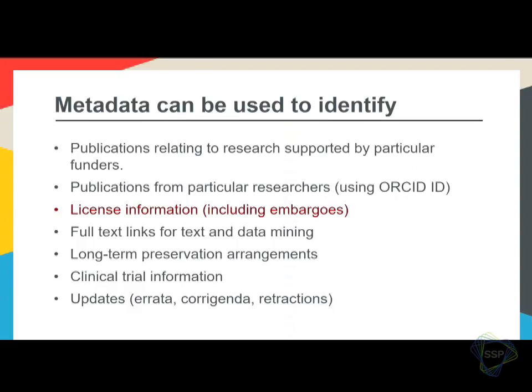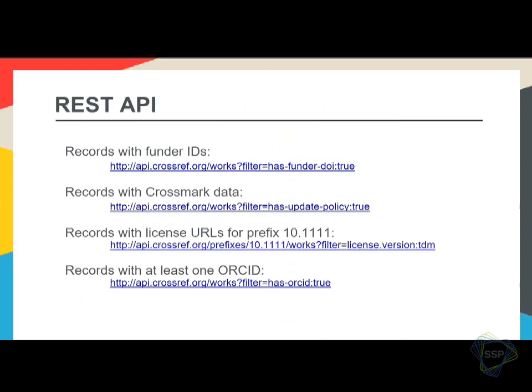So all of our members send us basic bibliographic metadata, but we're also collecting information about a lot beyond that, about who's funding scholarly content. We're collecting information about the long-term preservation plans of items, and also very relevant to what we're discussing today, we're collecting a lot of license information about items. We're providing full text links for text and data mining. We're collecting information about clinical trials, so you can connect a clinical trial to the research outputs. And it's all available through our REST API.